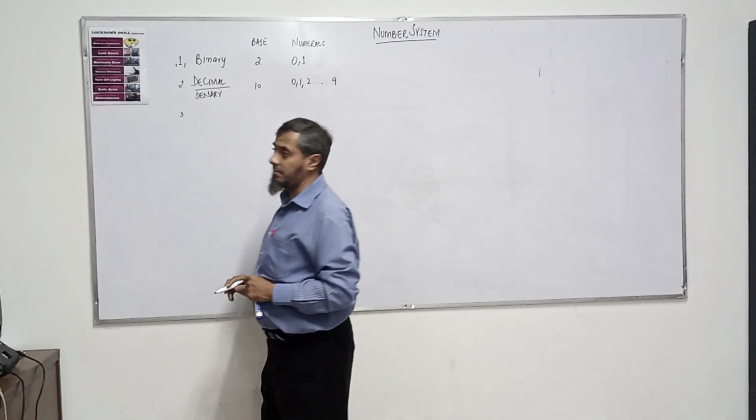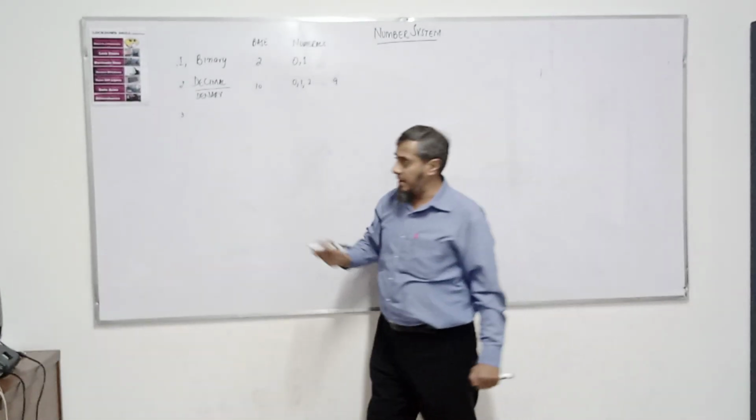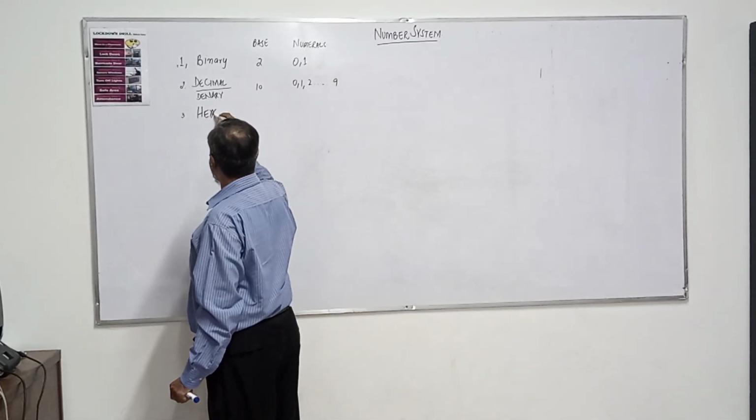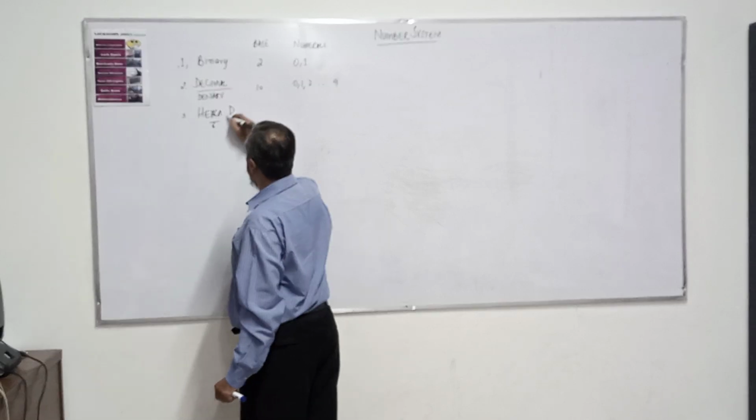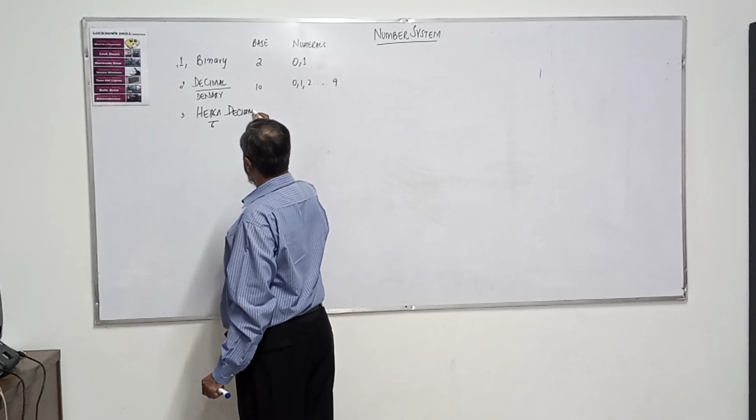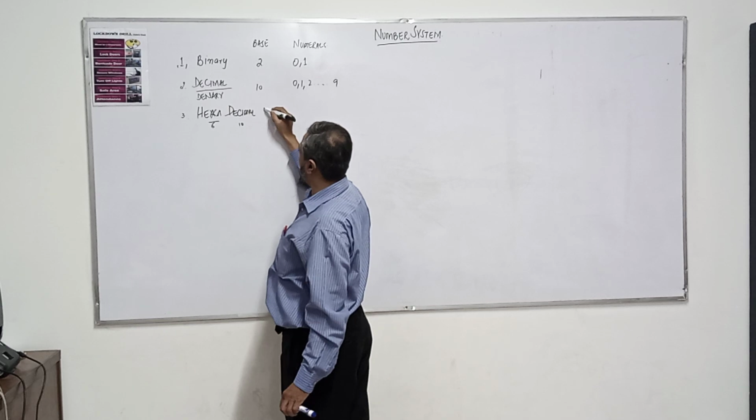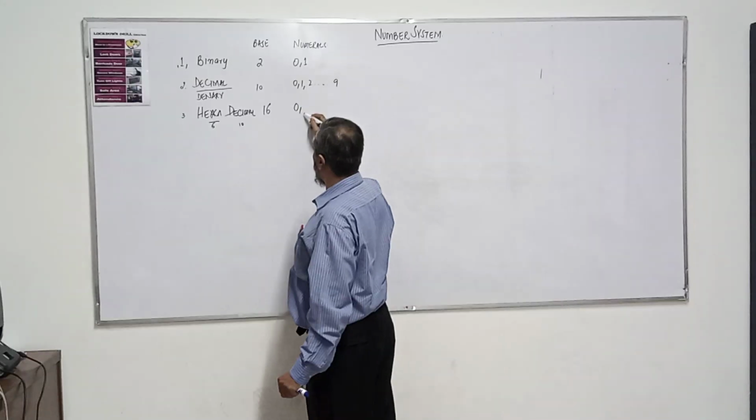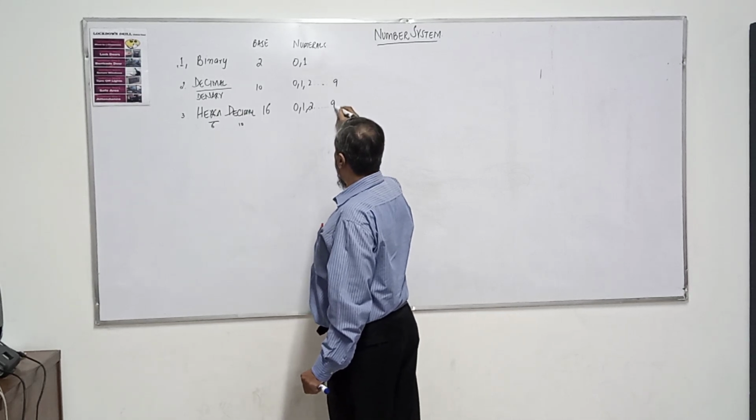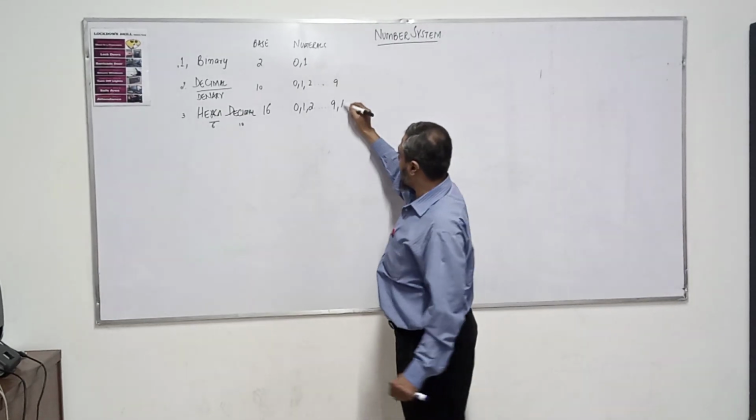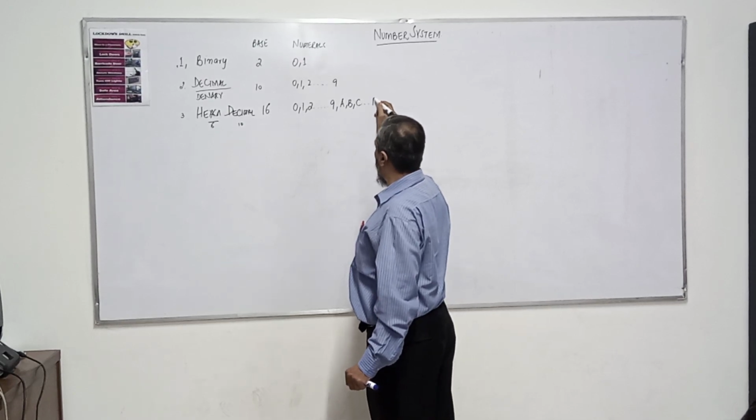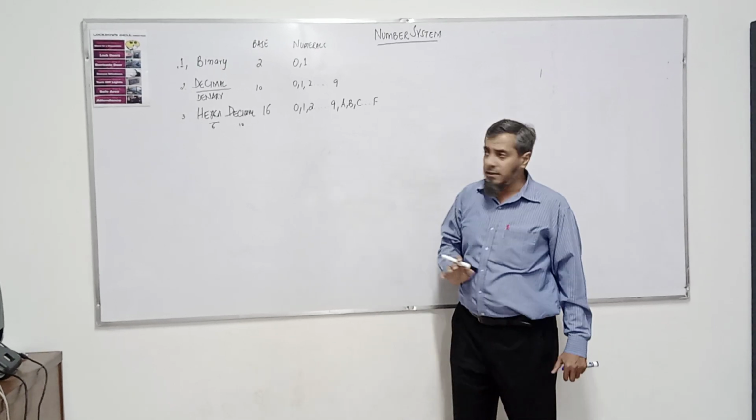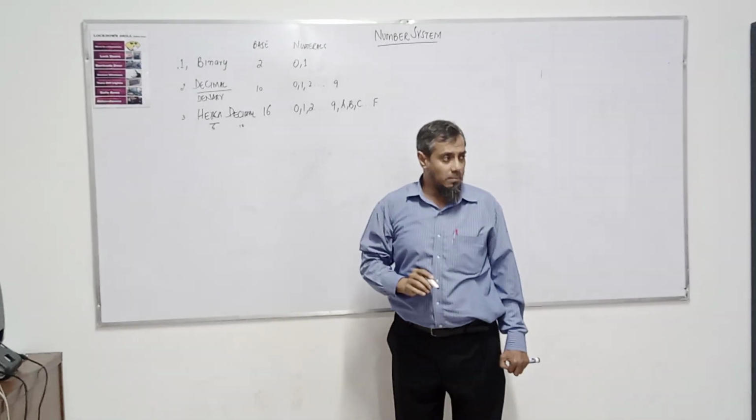Now the third number system is hexadecimal. Hexa means 6 and decimal means 10. So the base of hexadecimal is 16 and the values which are valid for this number system are from 0 to 9 and then A, B, C till F. So we can't represent 10 as a value in it, so we'll use A as a symbol.